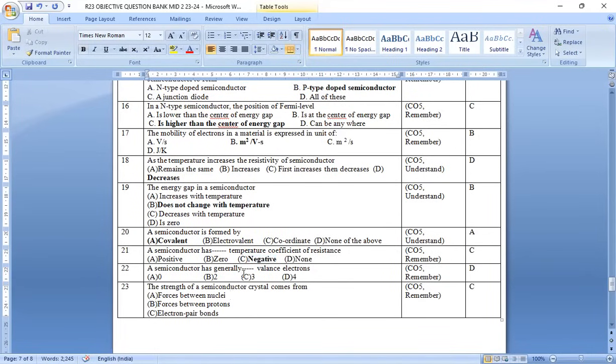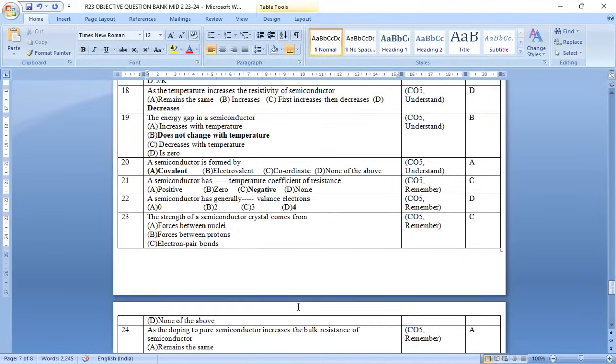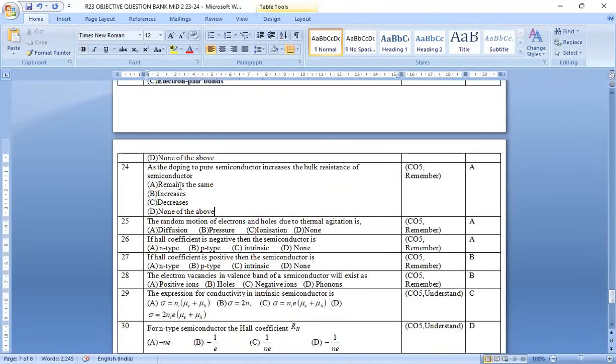A semiconductor has generally dash valence electrons. Semiconductor has 4 valence electrons, tetravalent. Hence it is option D. The strength of the semiconductor crystal comes from electron pair bonds. Option C is the right answer. As the doping to pure semiconductor increases, the bulk resistance of the semiconductor. Option A.